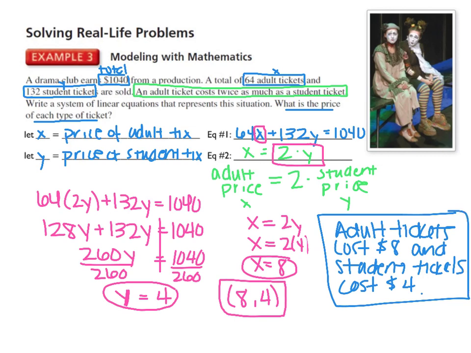Take a minute to look at it and just check if that's reasonable. Does that kind of fit? Right? An adult ticket is twice as much as a student ticket, so students are 4, adults are 8. That makes sense, so I did that part.